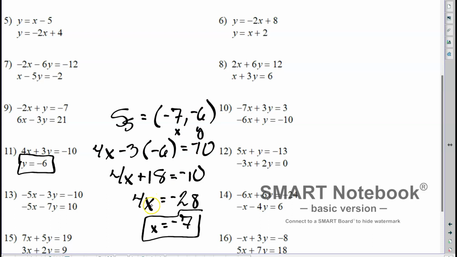Number 11 ended up being a pretty awesome example. Let's go ahead and see if we can get into another one.